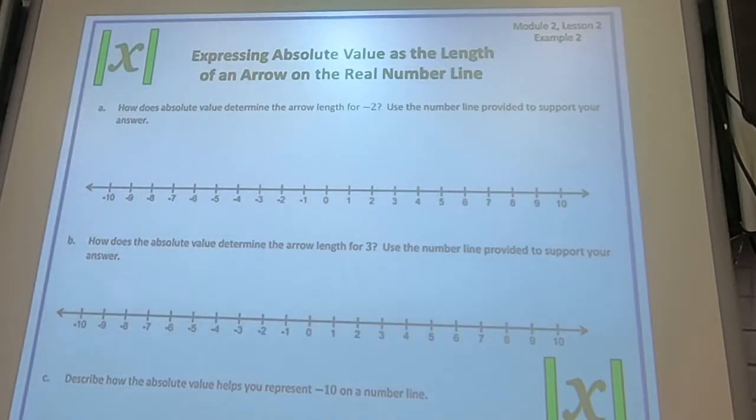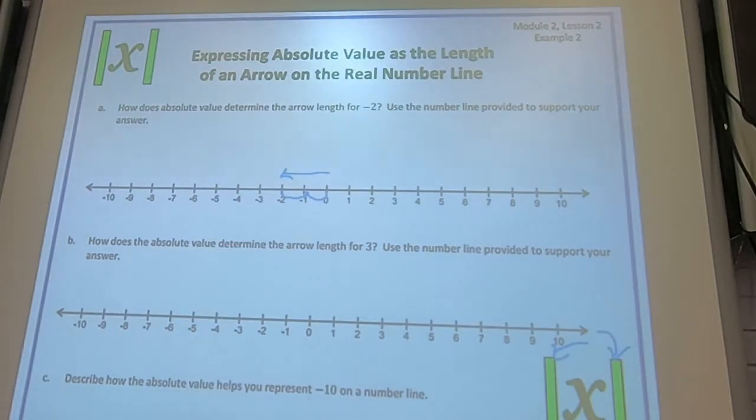So what I want you to do now is go to example 2, and we're going to talk a little bit about it. So remember when you have those little field goal kind of bars right here, that means absolute value. That's going to be your magnitude. So how does the absolute value determine the arrow length for -2? So I'm going to go from 0, negative means I have to go left. So this thing is 2 long. So how does it help you with that? It tells you how long it should be.